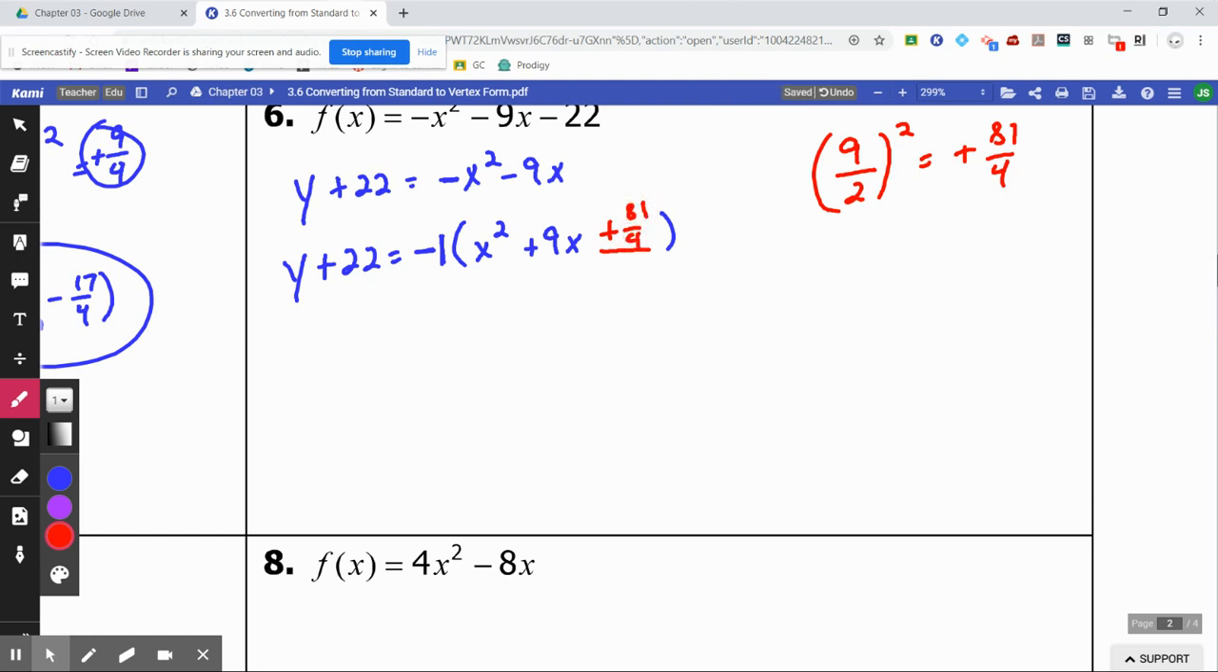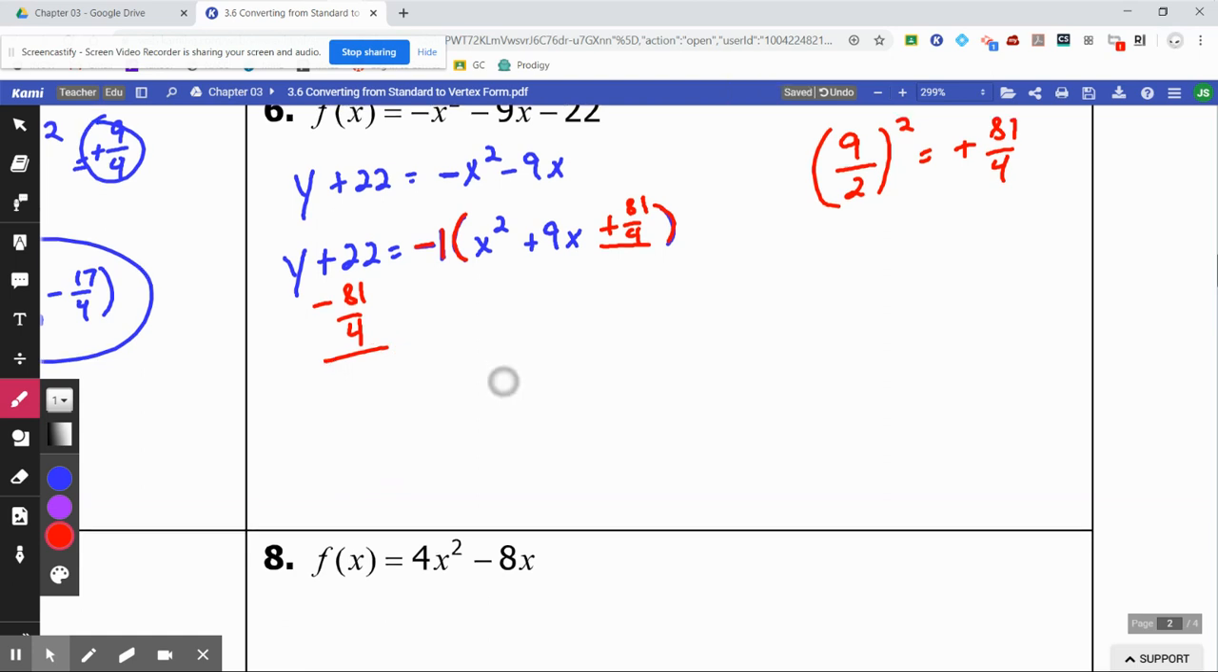However, to the right side, if you look, again, I factored out this negative 1 in parentheses. If you were to multiply this back out, to the right side, you actually added a negative 81/4 when you distribute that back out. So make sure you do the same thing to the other side. Add a negative 81/4.